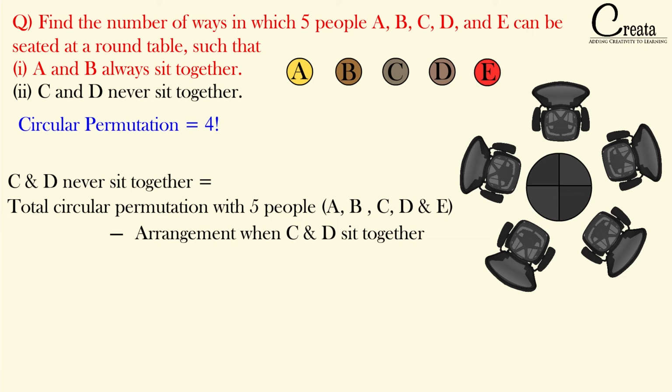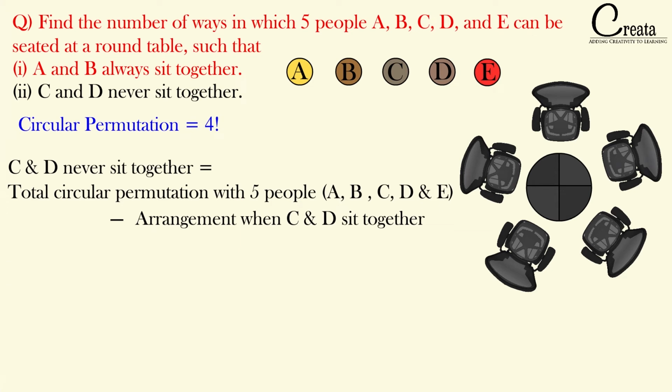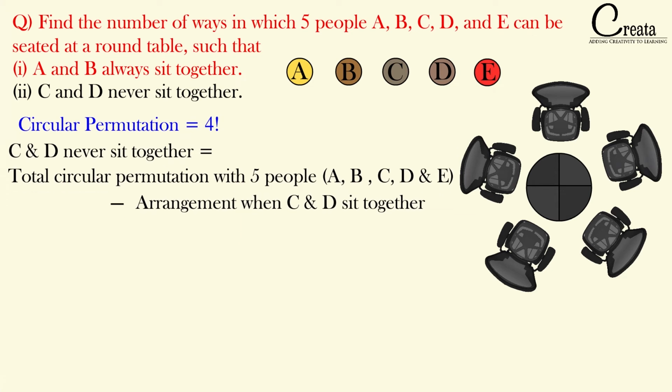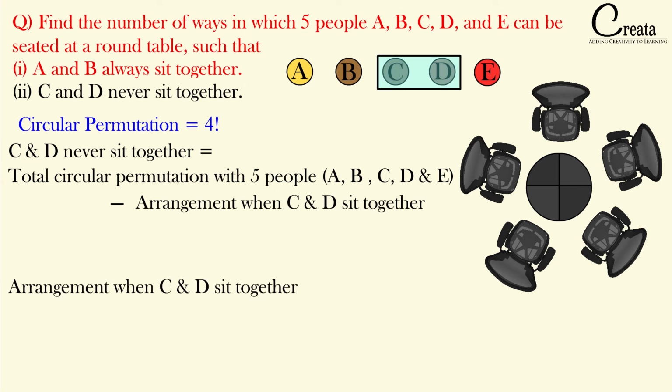Okay, the same fundamental that we have covered while dealing with the questions on the vowels. Got it? So how many arrangements can we form when C and D are together? In this case, we have to consider C and D as a single unit. The same we have done in the first case, where A and B are together.